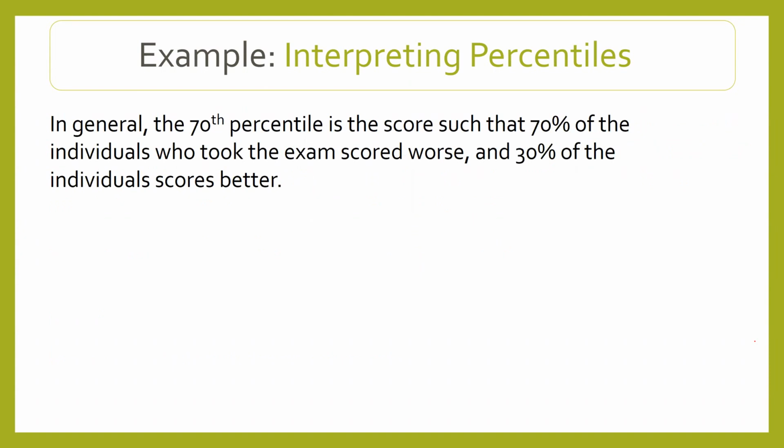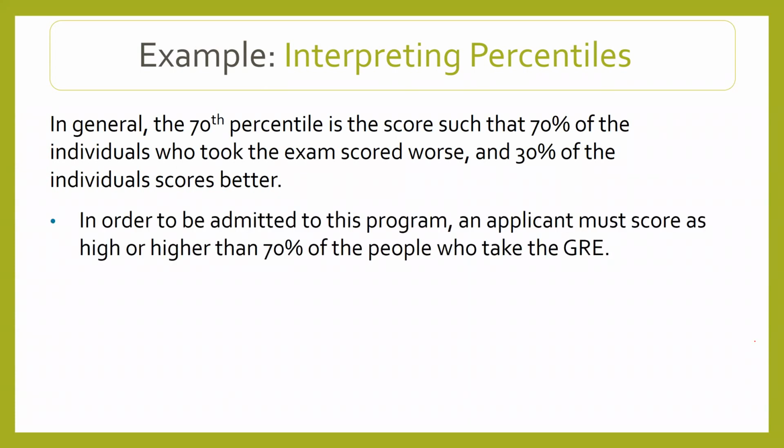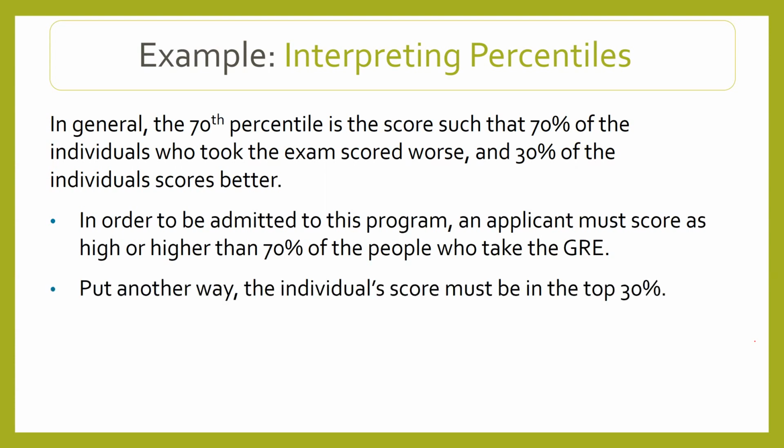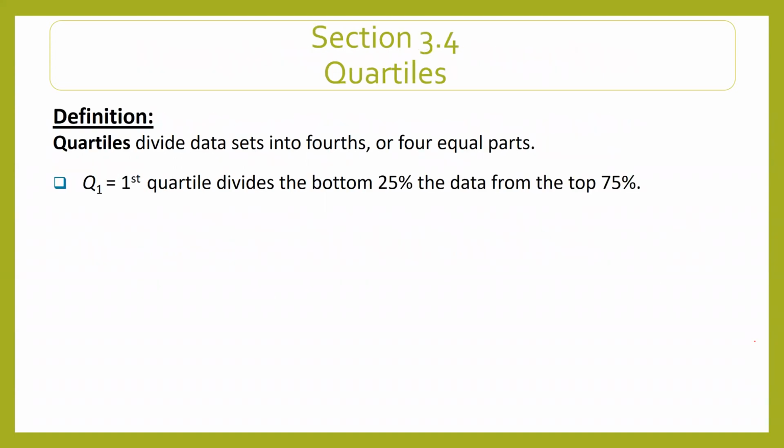In general, the 70th percentile is the score such that 70% of the individuals who took the exam scored worse, or 30% of the individuals scored better. So in order to be admitted to this program, an applicant must score as high or higher than 70% of the people who took the GRE that year. Put another way, the individual's score must be in the top 30%. That's what is expected before you can be admitted. All right, so that's a brief discussion about percentiles.